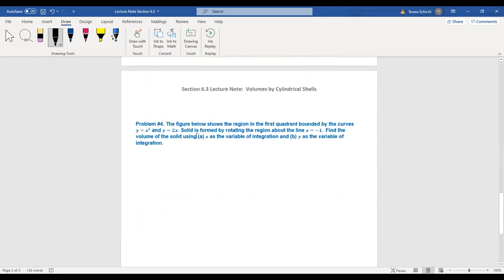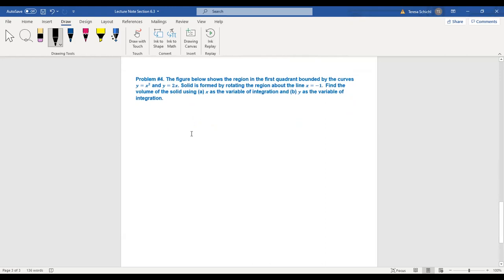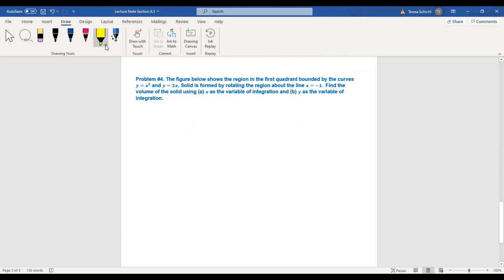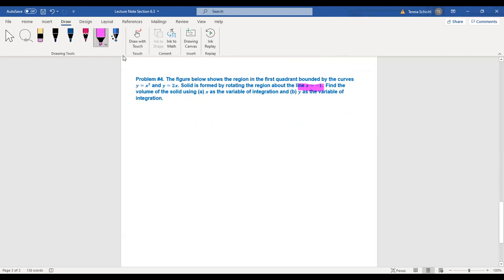Okay, let's take a look at the last examples here. We have 2 parts for the last example. We said the figure below, which I have not drawn yet. It's bounded by the curves y equals x squared and y equals 2x, and rotating about the line. Let's highlight here: we're rotating about the line x equals -1.